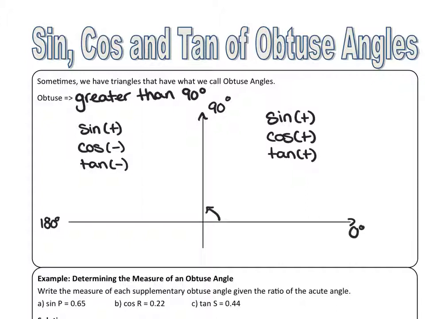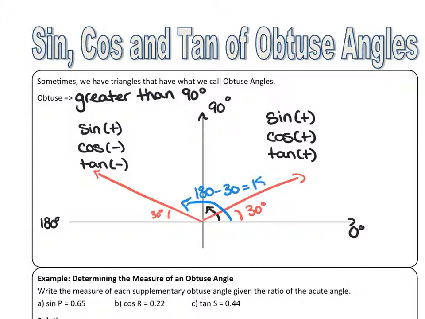Now, the other thing to note is that if we have an angle such as this, let's say it's 30 degrees, we can represent the same angle on the other side, where this is 30. And this one is 180 minus 30, to give us an angle of 150 degrees.